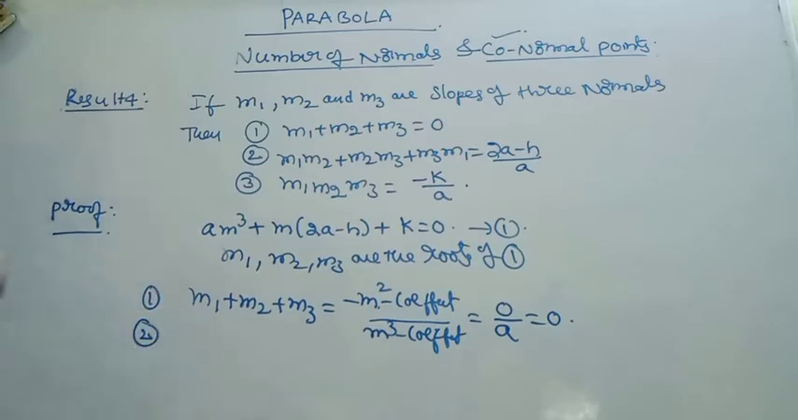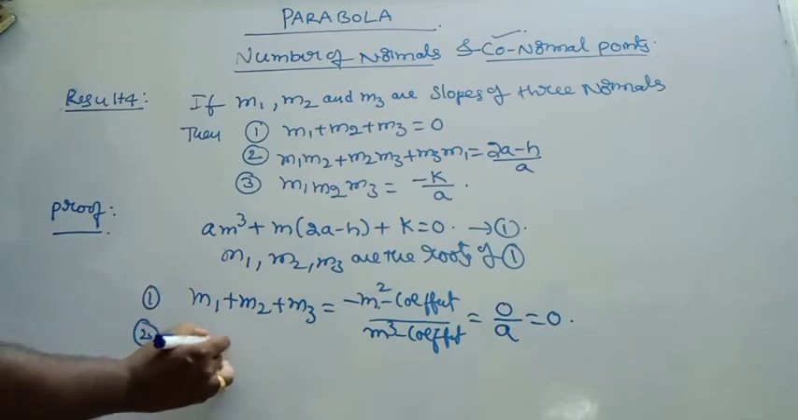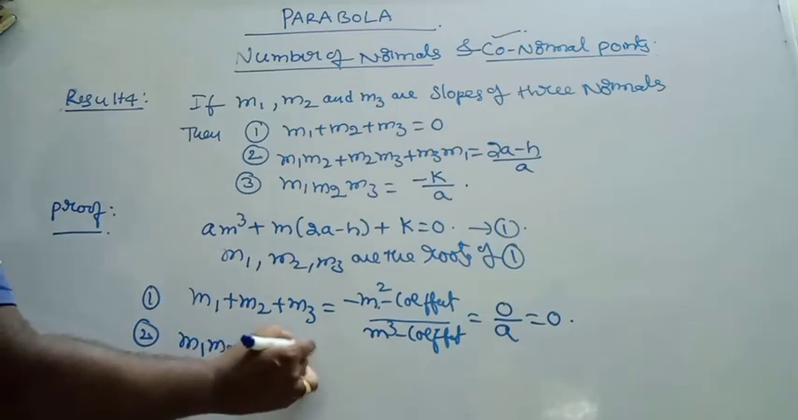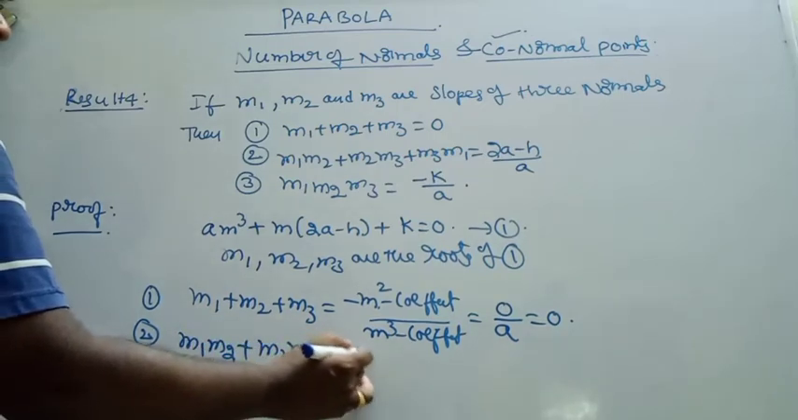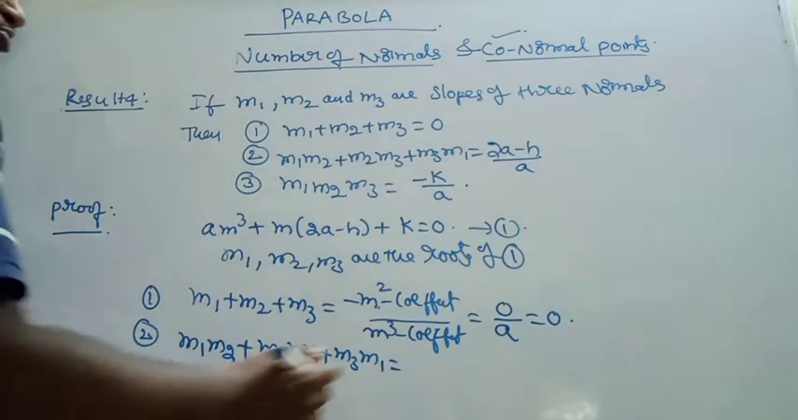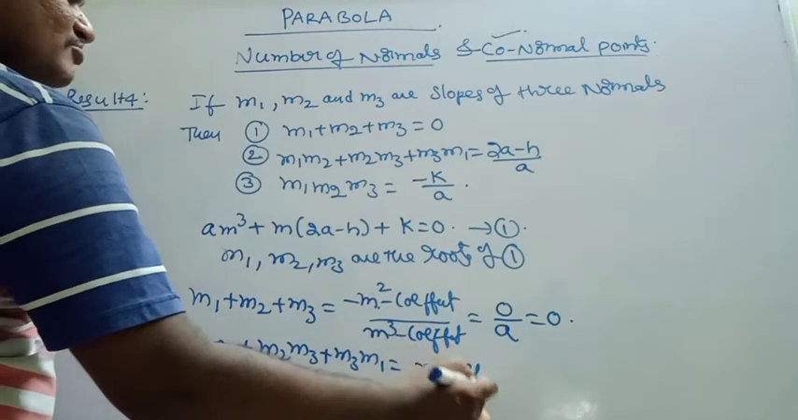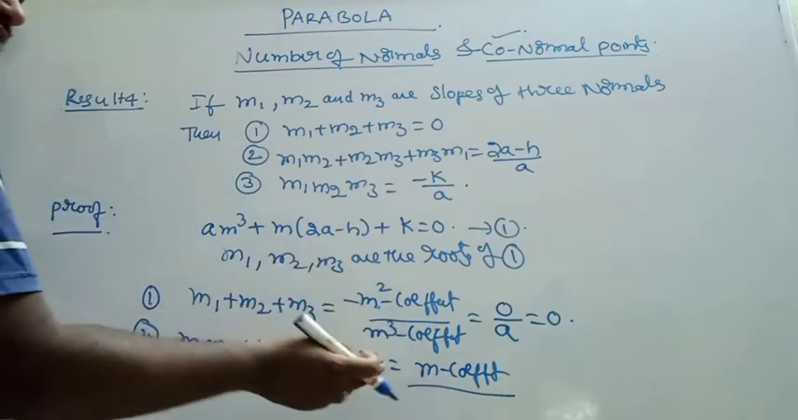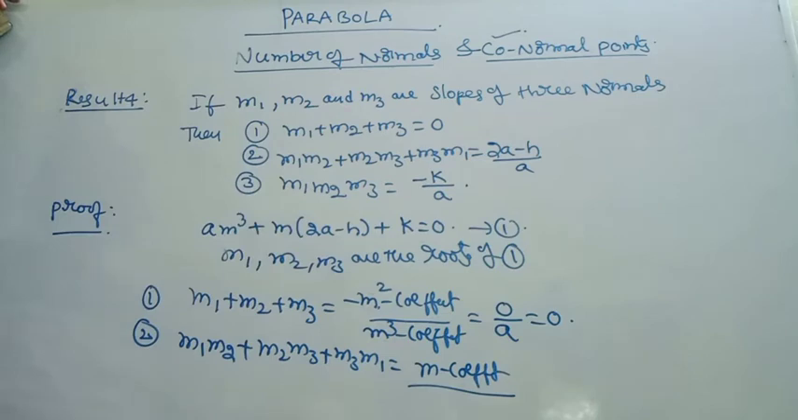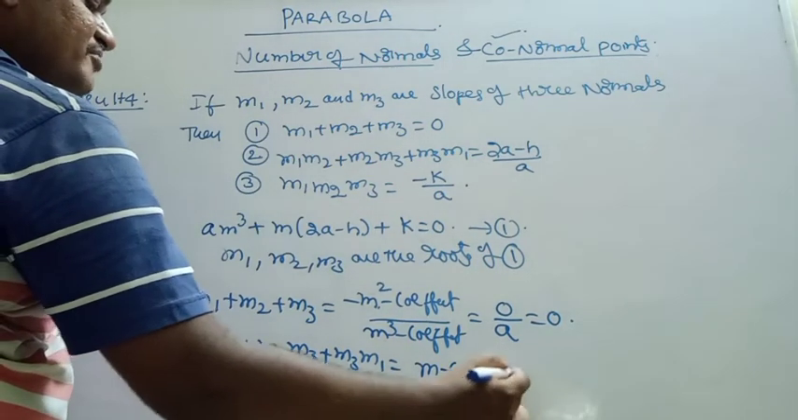Next, in the theory of equations we have another concept. The sum of the roots taken two at a time, that is m1 m2 plus m2 m3 plus m3 m1, is equal to the m coefficient divided by the m cube coefficient. Actually, in the place of x we have m here, because this is an equation in m.